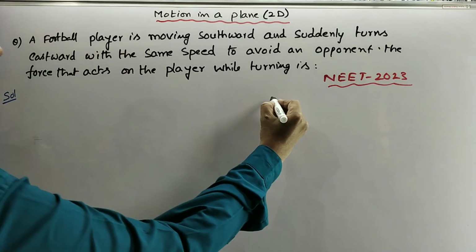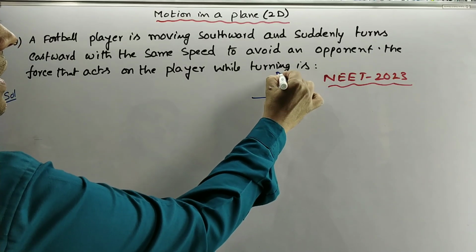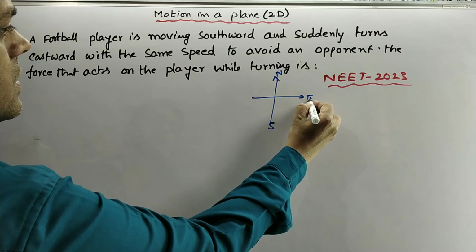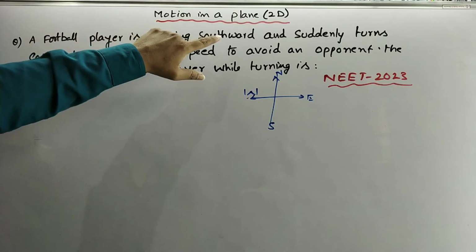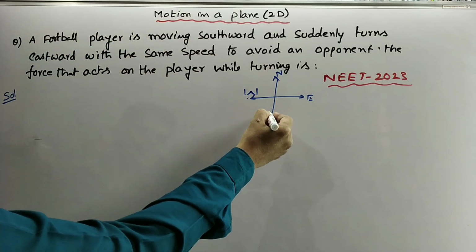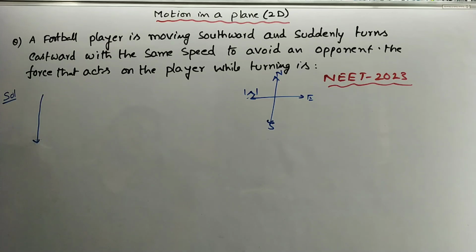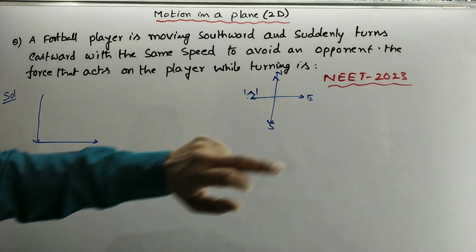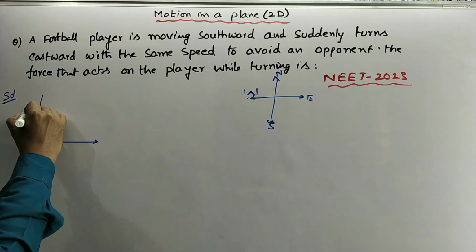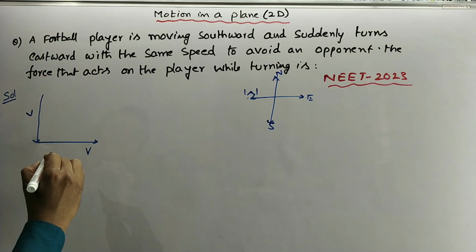To understand this easily, we can draw the directions: this is north, south, east and west. The football player is first moving southward. Suddenly he turns eastward, with the same speed. That means the speed in the southward direction is equal to the speed in the eastward direction.